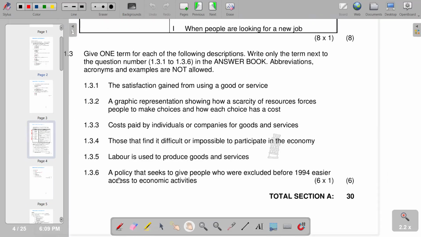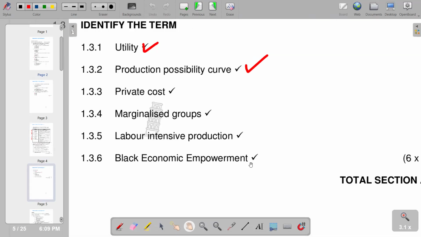So we go to 1.3.6, a policy that seeks to give people who were excluded before 1994 easier access to economic activities, is Black economic empowerment. So this is what we have in terms of our section A.